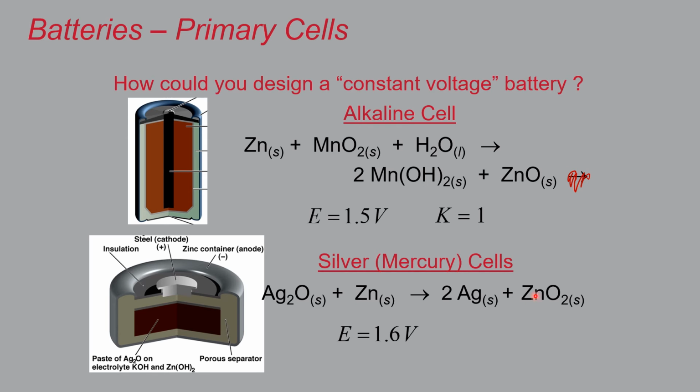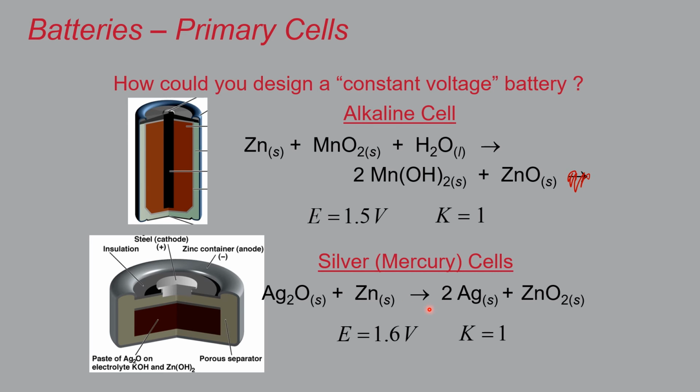And again, because everything here is a pure solid, the equilibrium constant is always going to be equal to 1, and so will the reaction quotient. So again, this thing will put out a steady 1.6 volts until the silver oxide and the zinc run out, in which case it will drop to 0 quite quickly.